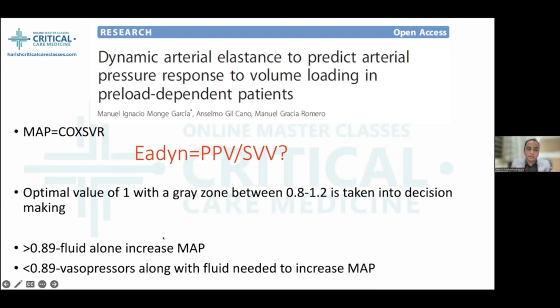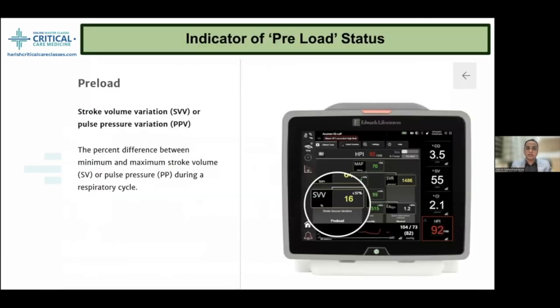If the value is less than 0.89, we need some sort of agent to constrict their vessels. So basically, when we have a low dp/dt, we need to give some sort of inotropic agent. When we have a lower value, less than 0.89 of this EA dyne, then we need to start some sort of norepinephrine to constrict the vessels, okay.